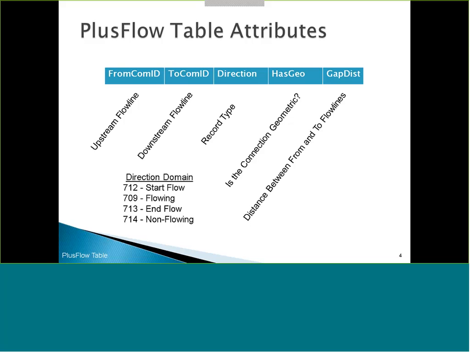And when you get to the coastline, when a stream flows to a coastline segment, it's a 714 flow record, meaning there's no real water exchanging hands there. The stream has just come and it's hit the coast. And when two coastlines touch, that's also a 714 record.